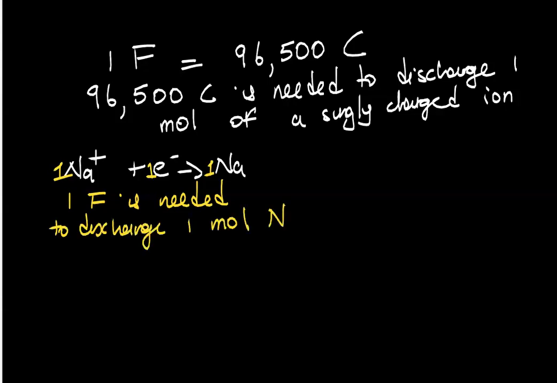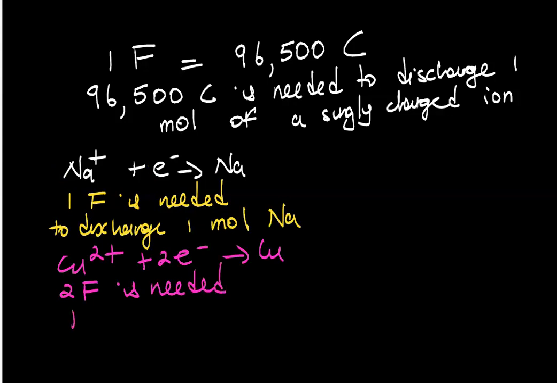1 mole of sodium. All good? Yes, y'all? Okay, what about copper? The equation is Cu2+ + 2e- → Cu. How many Faradays are required for copper? 2 Faradays is needed. Tell me if I'm right. To discharge 1 mole of copper. Agreed? Because there's 2 electrons there. Yeah, y'all. Tell me if you're agreeing.